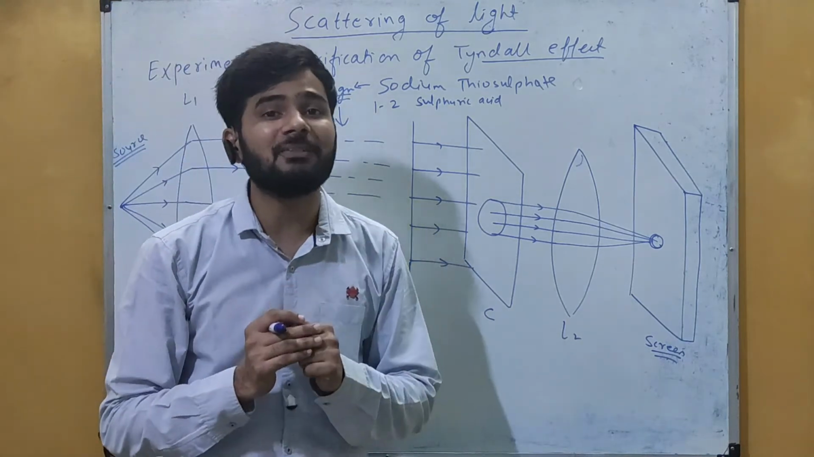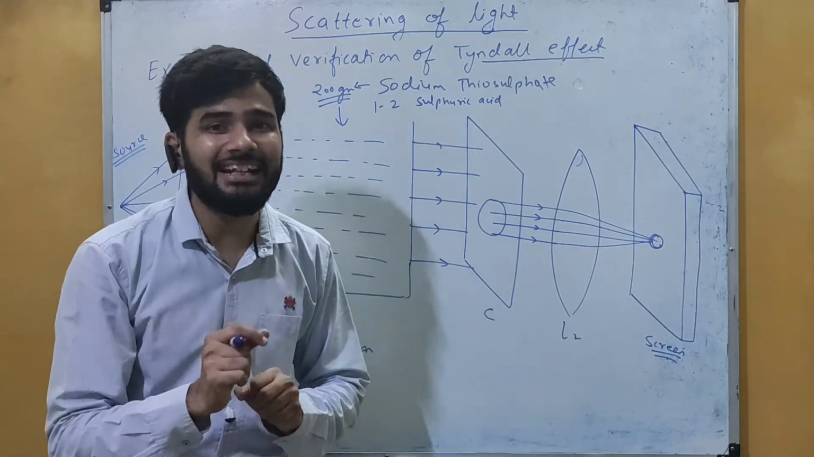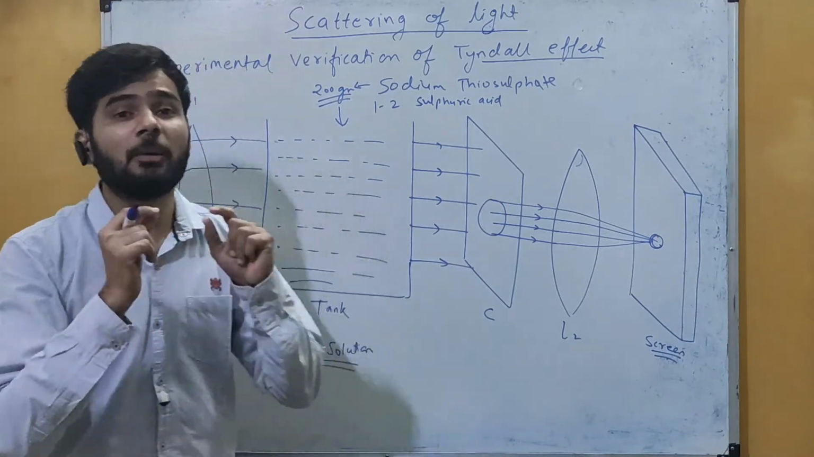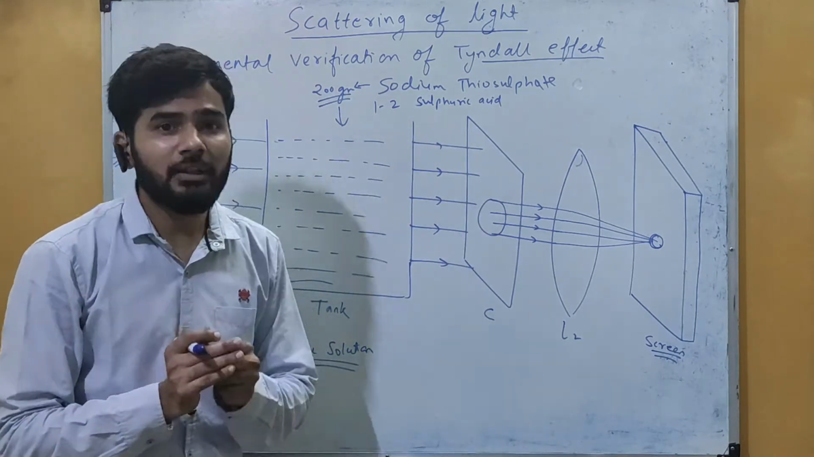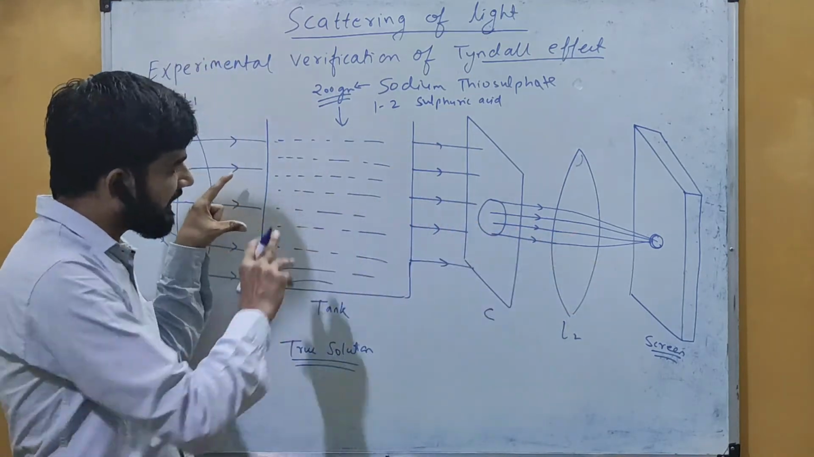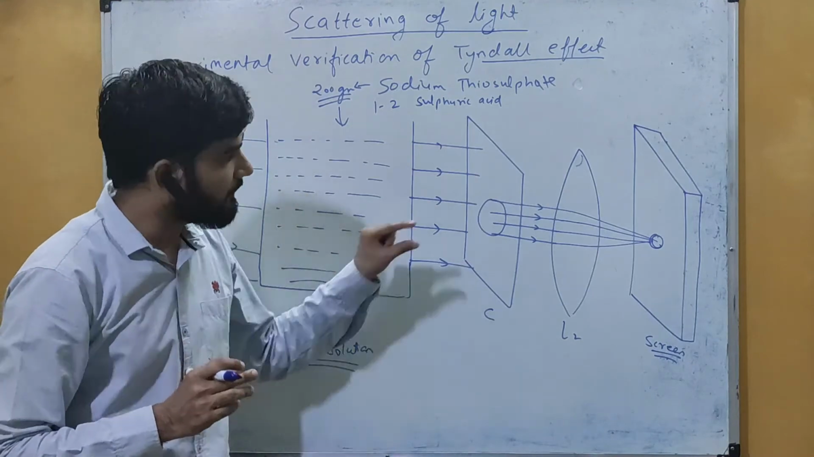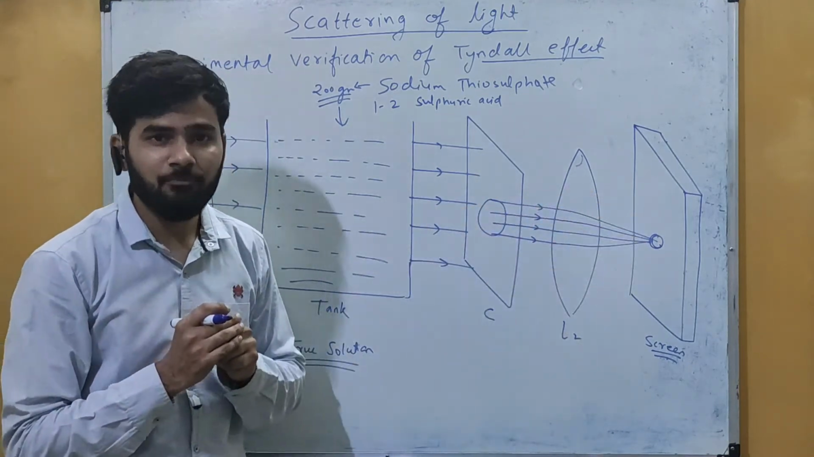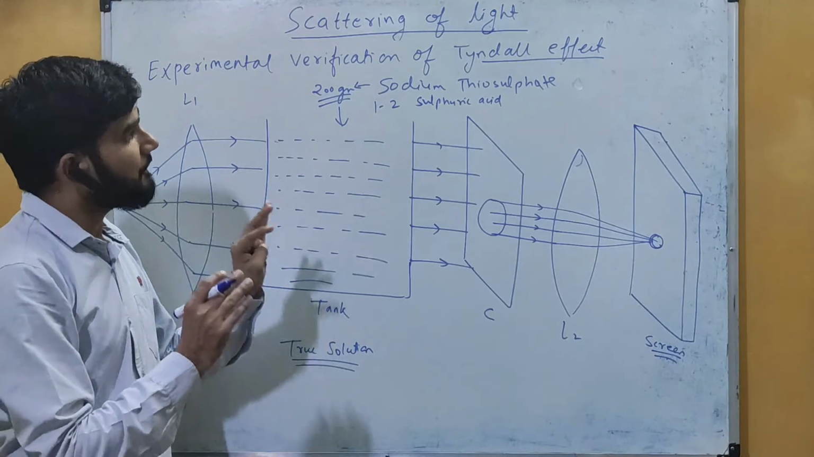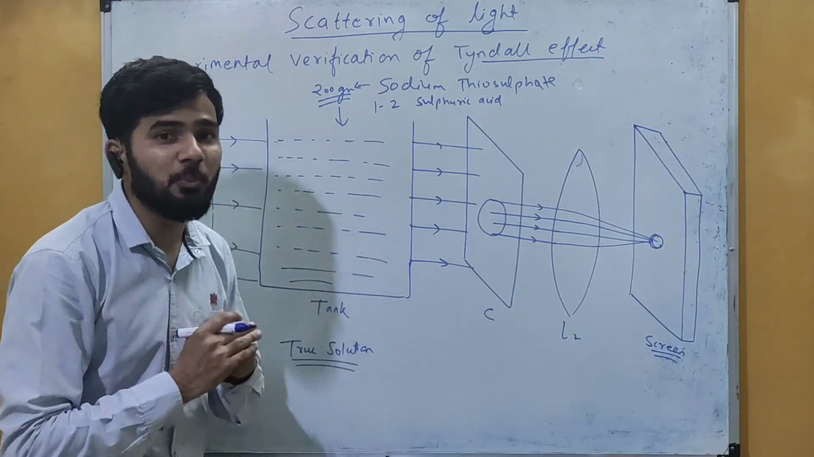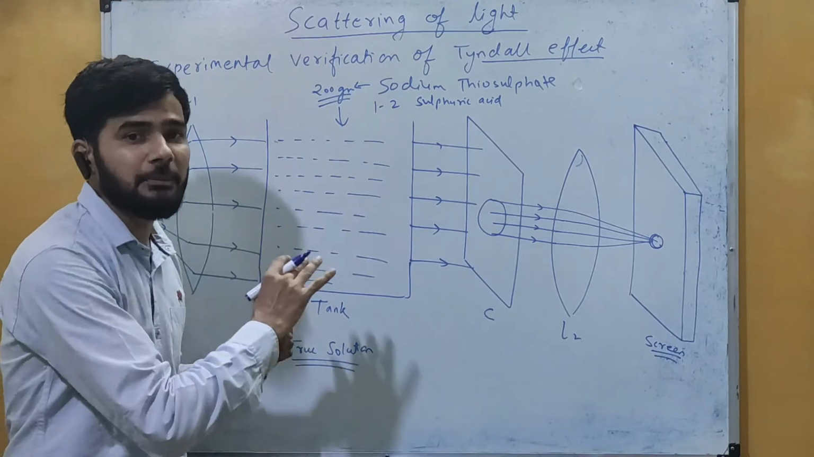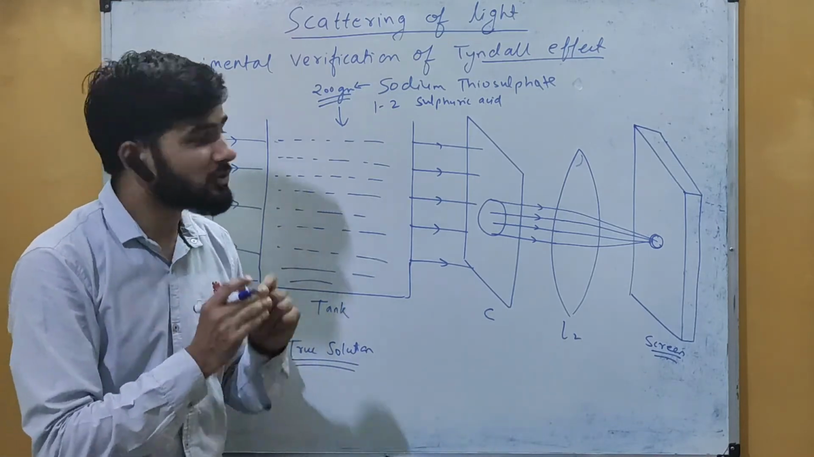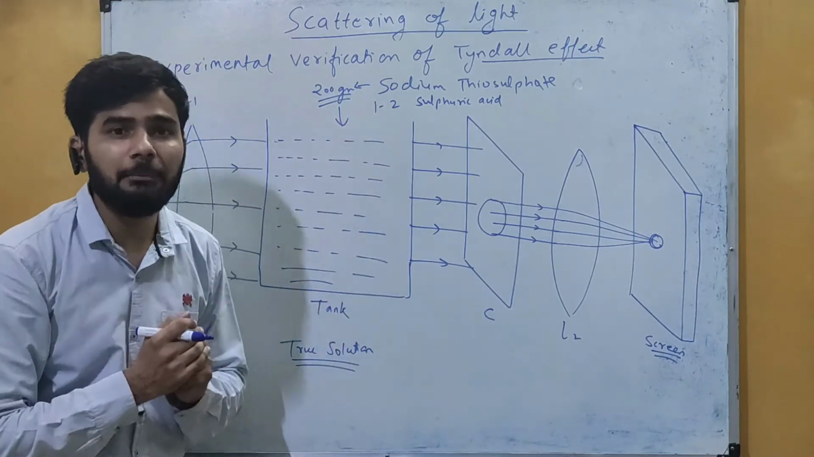And why is this path of light visible to us? Because of the scattering of light by the colloidal solution which we have obtained from this sodium thiosulfate. We will see this path of light through this container and we will get the image on the screen. Now one more thing: if we wait for 1 to 2 minutes, we will get the precipitation of sulfur. The sulfur will get precipitated.